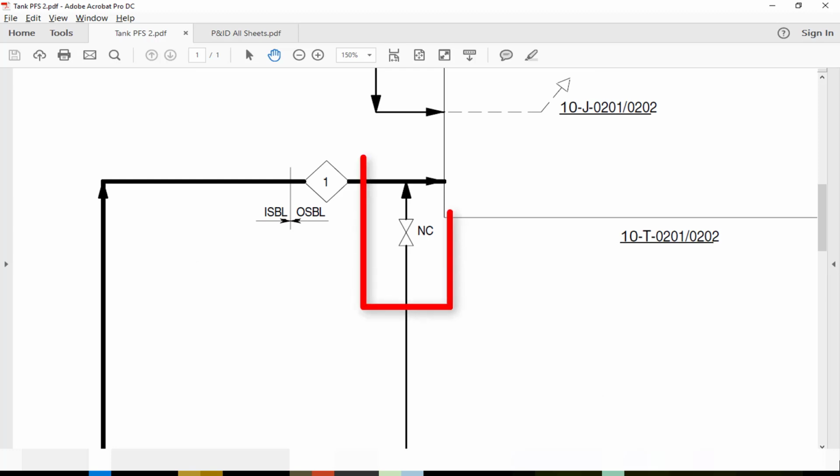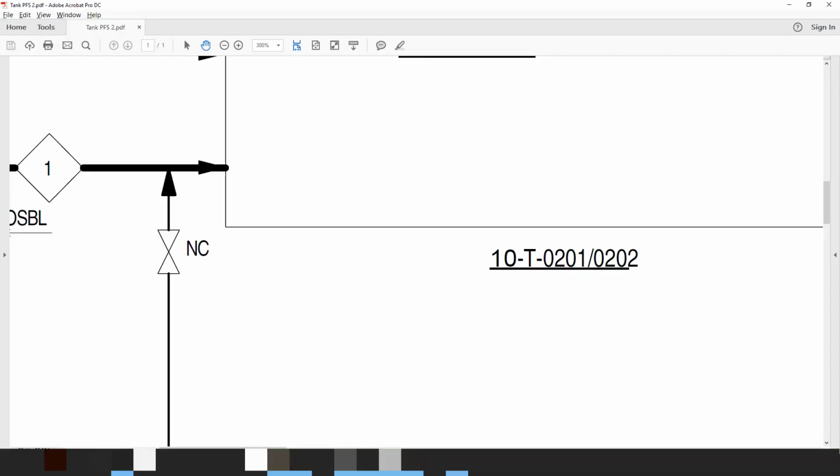This is the generic symbol of a valve. If you want to know the exact type of the valve, you have to check the PNID. The letters NC mean normally closed. That means this valve remains closed during normal operation.